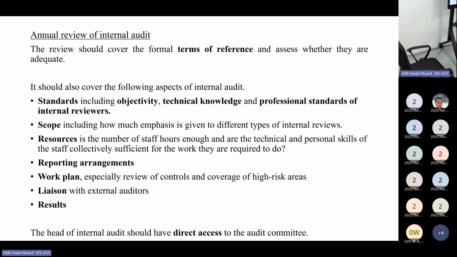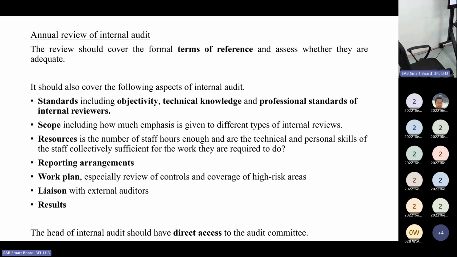So this audit committee needs to look at whether the number of staff hours is enough, and whether the technical and personal skills of the staff are sufficient to conduct their activities. Then you have to check how their reporting arrangements are, how frequently they are reporting, and the depth that they are reporting. Then their work plan, especially review of controls and coverage of high risk areas. In their work plans in the internal audit function, how much depth are they giving to the review of controls and high risk areas needs to be looked at.